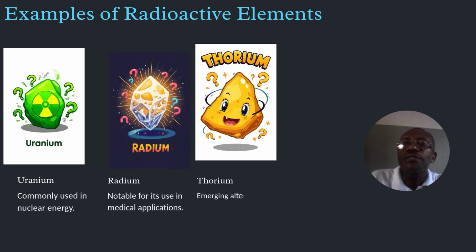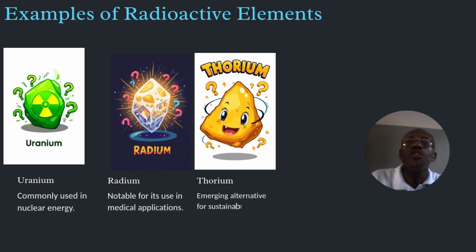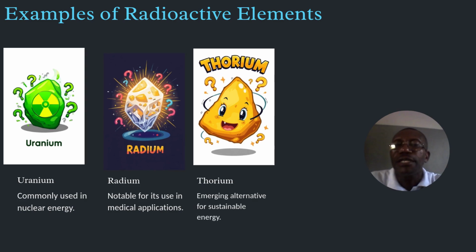Next, we'll be talking about examples of radioactive elements. The very first one is uranium. Uranium is a very popular radioactive element widely used in most nuclear plants for the generation of electricity.